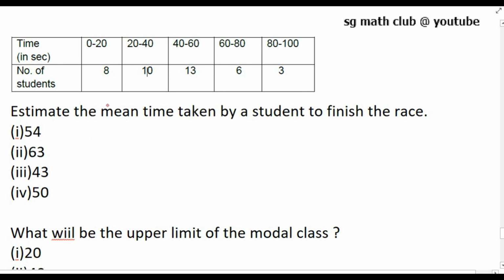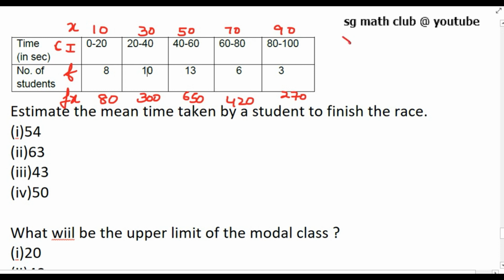To find the arithmetic mean, we need to find the midpoint. So the midpoints are 10, 30, 50, 70 and for 80 to 100, the midpoint is 90. So this is the class interval, this is the frequency, and this is the midpoint. So we need to find f x, which is 8 into 10 is 80, 10 into 30 is 300, 13 into 50 is 650, 6 into 70 is 420 and 3 into 90 is 270.